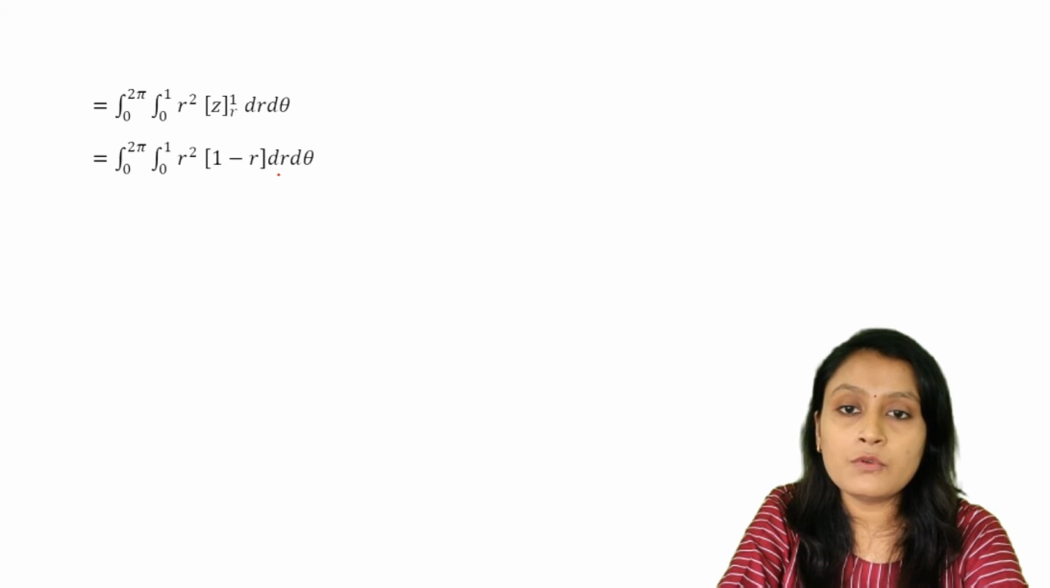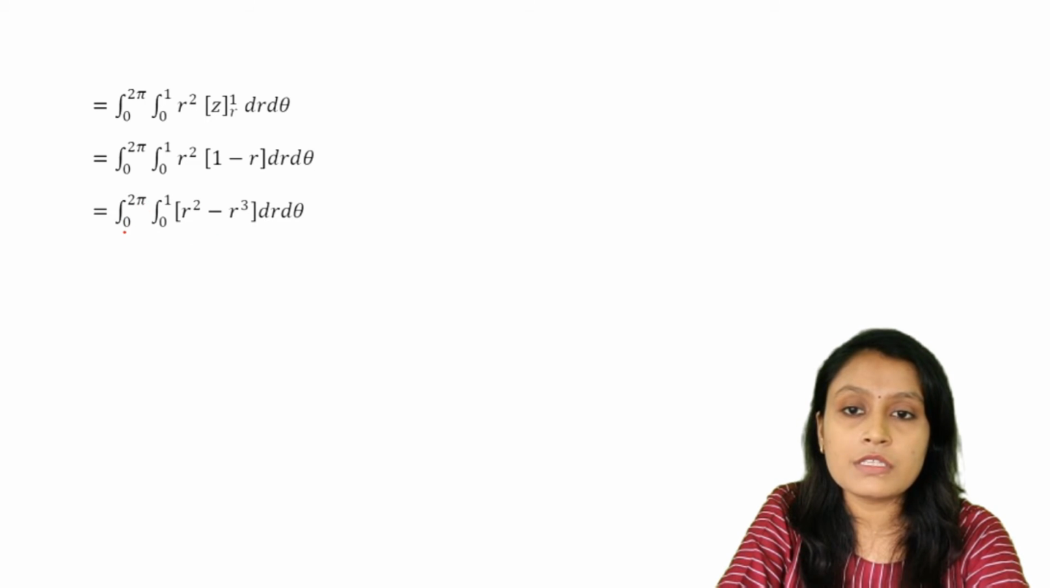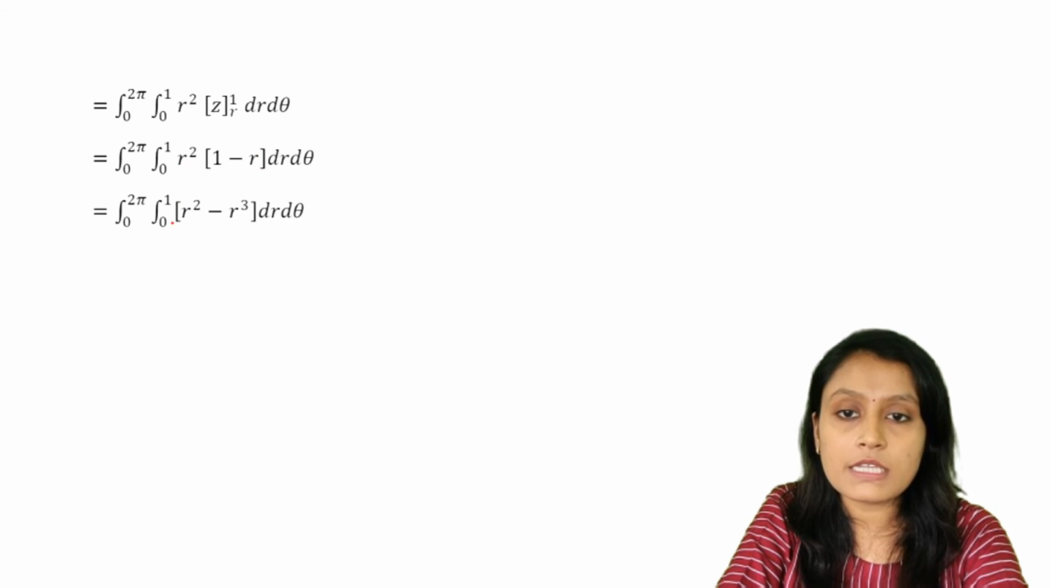Okay, now we have to integrate with respect to r, and we have to keep theta as a constant. So what you will get? Double integration 0 to 2 pi, 0 to 1. Firstly we'll just multiply r square inside, so you will get r square minus r cube dr d theta. Okay, now integrate it.